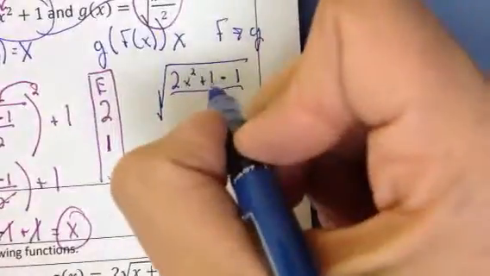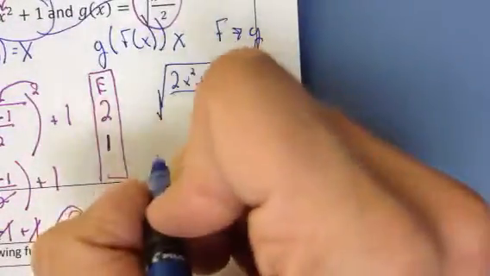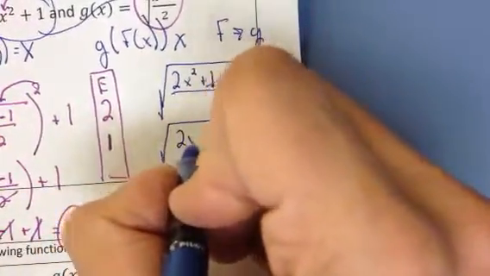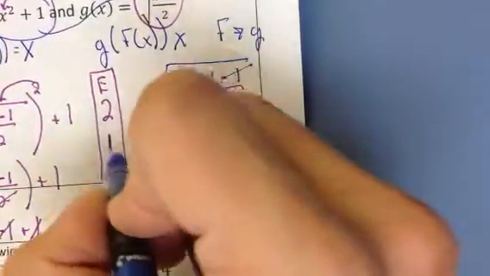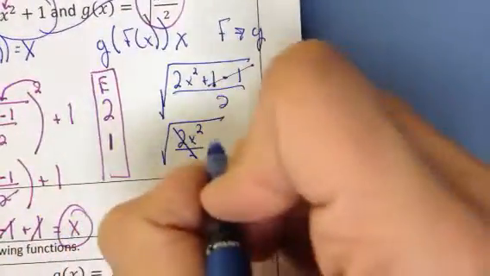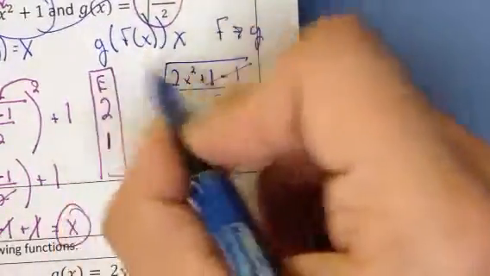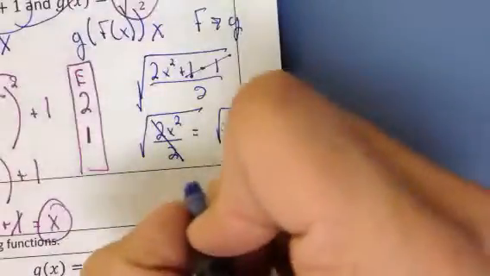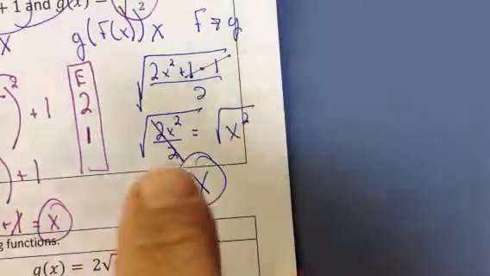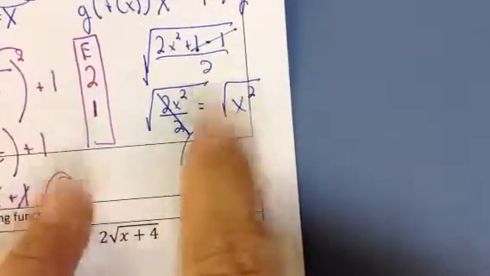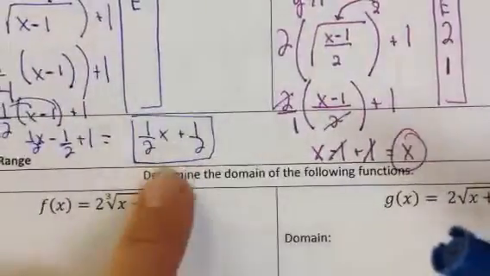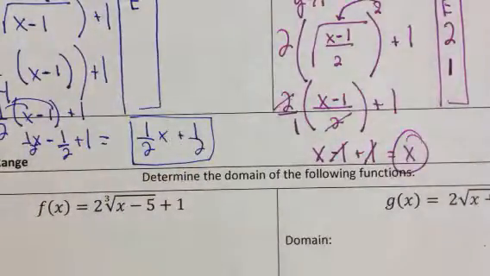Here, I'm going to get rid of the 1s first. These will cancel out, and I just have 2x squared over 2. Then I'm going to get rid of the 2s. The 2s will cancel out. So now I have the square root of x squared. Now the exponent and radical will cancel out, and you'll just get x. So these are inverses of each other because I got x both ways. Here I never got to just x, so they're not inverses of each other.